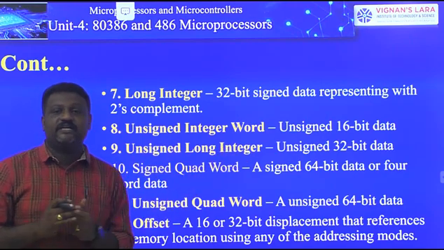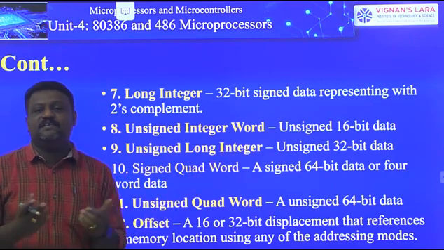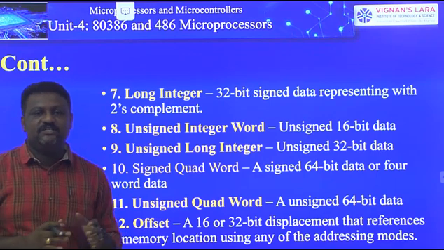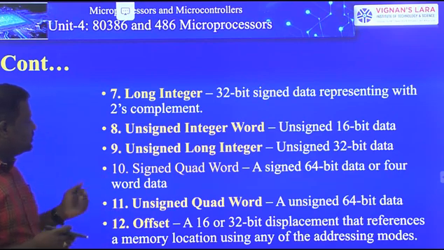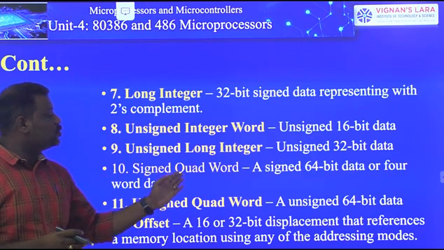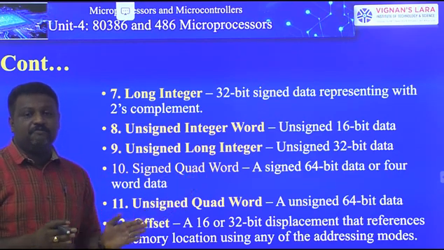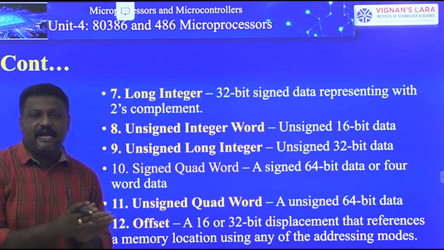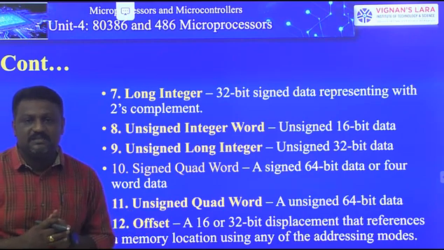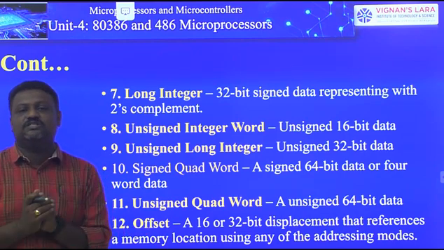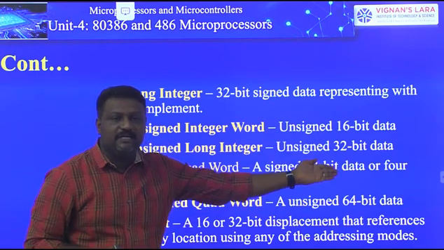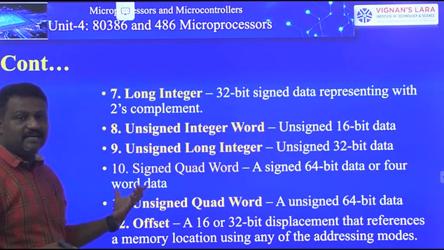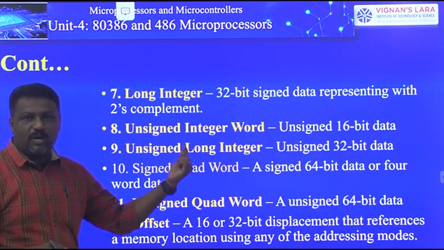Again it is an unsigned number, and its size is equivalent to 32-bit. It means this number is absolutely positive. And coming to the 10th one, it is a signed quad word. That means a word is nothing but 16-bit, and a quad word is nothing but 4 words. 4 words are nothing but 64-bit. So it is signed 64-bit data, or 4-word data. It is a signed quad word.